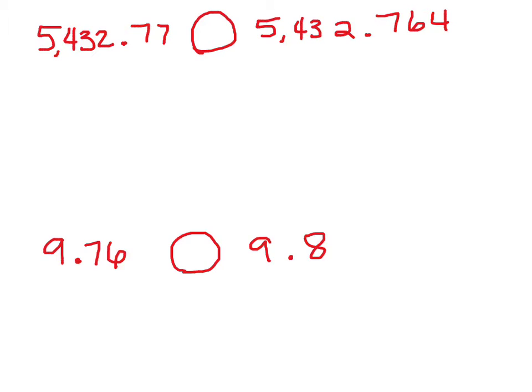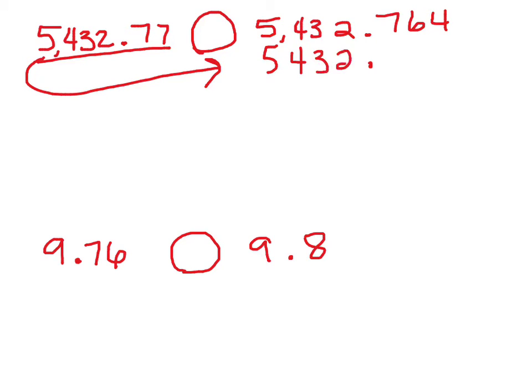Okay, let's look at these numbers. Okay, so I'm going to compare greater than, less than, or equal to. I'm going to take this whole number and push it over here. I need to make sure that everything is lined up. So 5, 4, 3, 2, decimal, 7, 7. Now, one of the biggest misconceptions is everybody thinks that this number is bigger because it has 3 digits behind the decimal. But that sometimes is just simply not true. Sometimes it can be, but you have to check it.